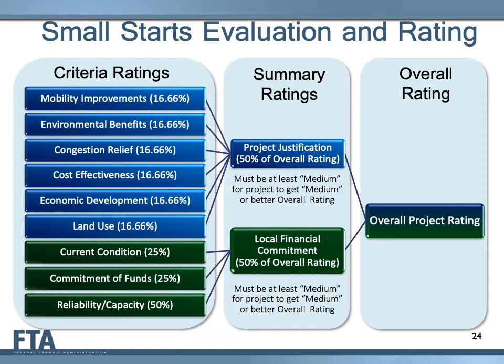Ratings are assigned to each individual criterion via the 5-point scale mentioned on the previous slide, with a low being equal to a score of 1 and a high being equal to a score of 5. The individual criterion ratings are then weighted as described to generate the summary project justification rating and the summary local financial commitment rating. The summary ratings are then given equal weight in determining an overall project rating.